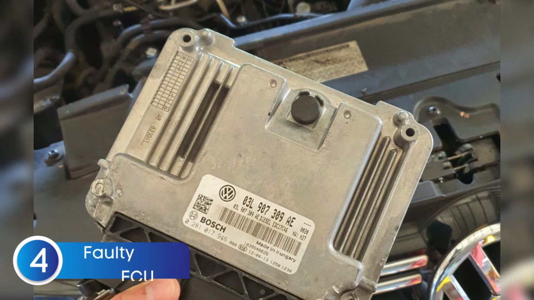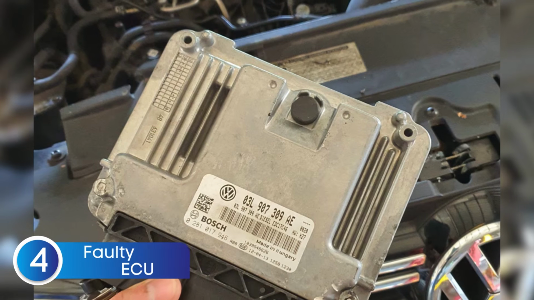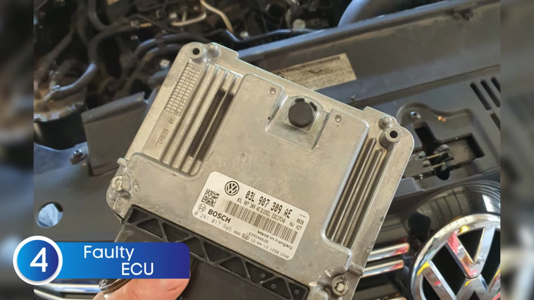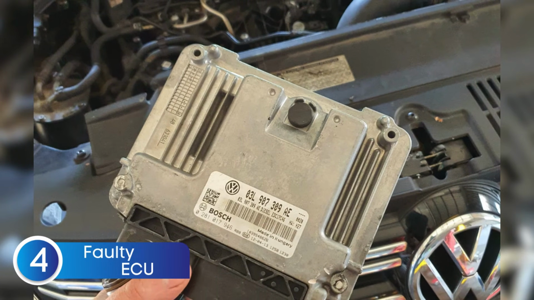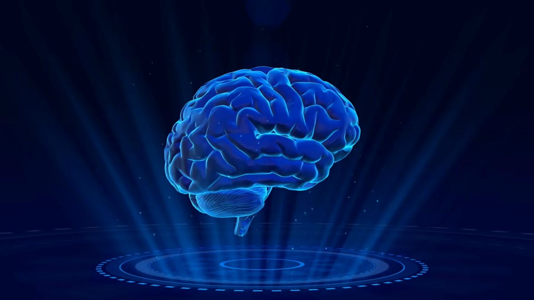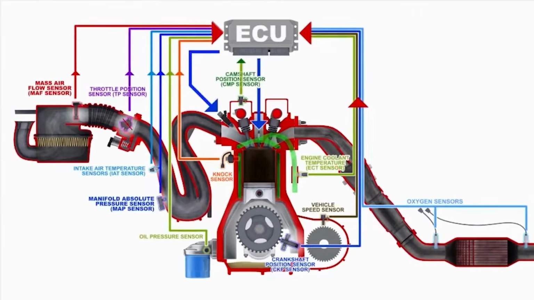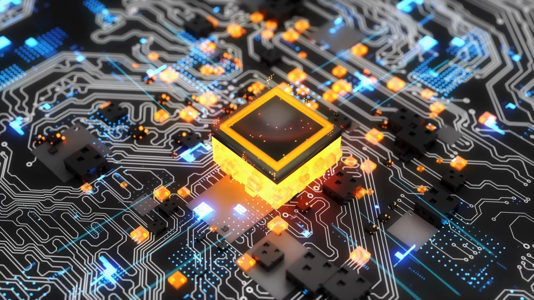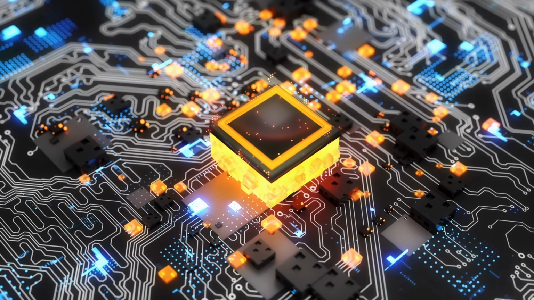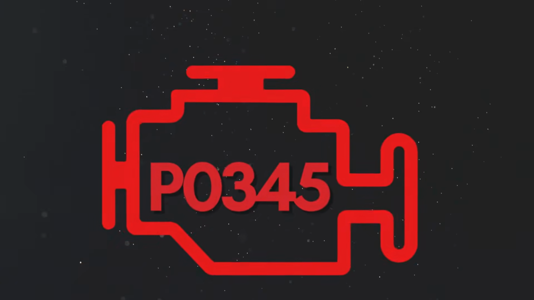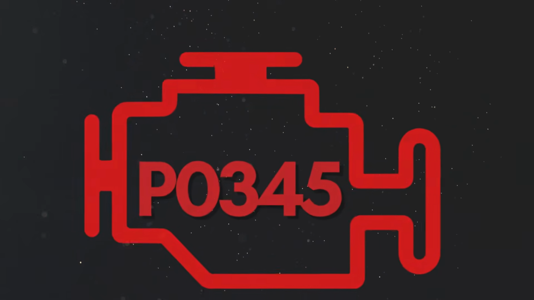The fourth cause is ECU failure or software issues. The ECU, basically the brain of your engine, relies on data from multiple sensors, including the camshaft position sensor, to manage engine timing and fuel injection. While it's rare, the ECU itself can sometimes develop internal faults or software glitches. When that happens, it might misread or misinterpret the signals coming from the camshaft sensor, triggering the P0345 code even if the sensor and wiring are just fine.